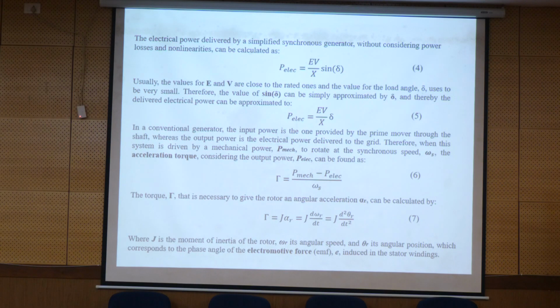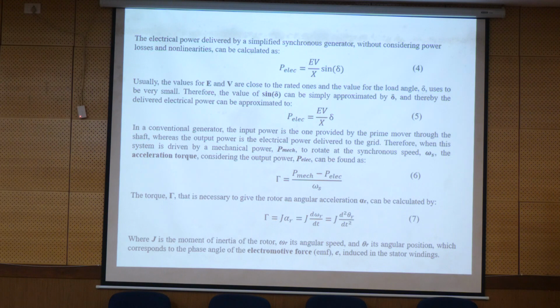So in this case, we can simply consider the electric power injected to the grid from the synchronous generator as EV over X times delta. In a conventional generator, we have two parts: the mechanical part, which is provided by the prime mover, and the electric part, which is the output power. So we mention P in and P s, or we can say anything. By this, we deliver the power to the grid.